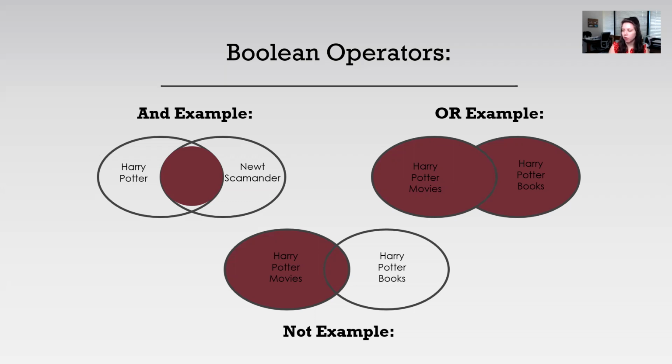Knowing which Boolean operator does what can help you when you're getting articles on topics and subjects you don't want. For example, if you keep getting results you don't like, you could use the Boolean operator NOT to filter them out.